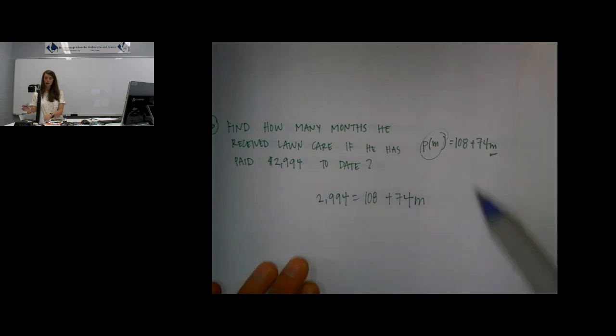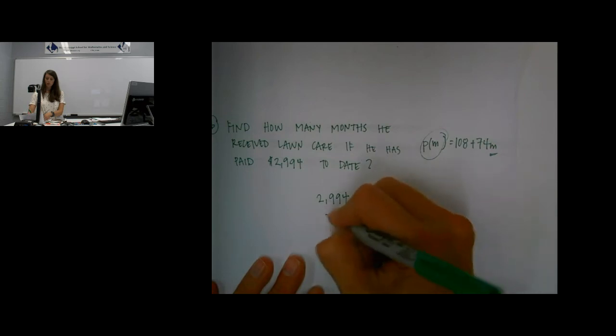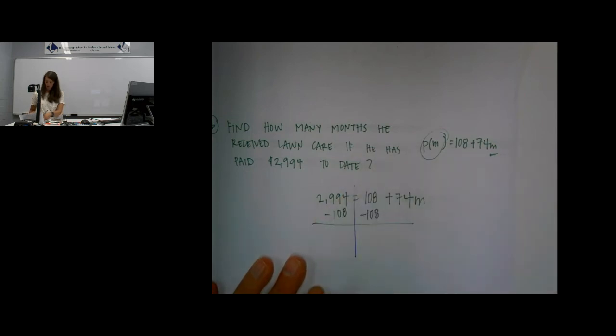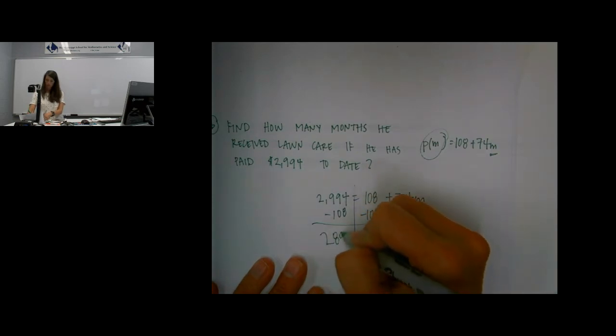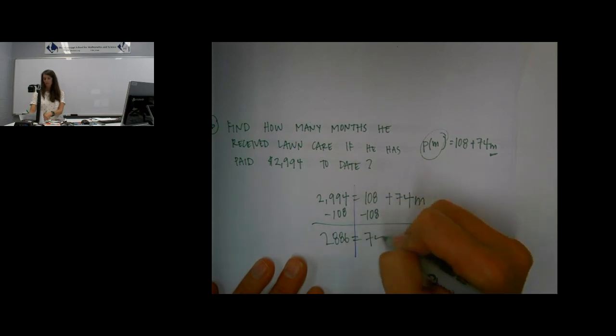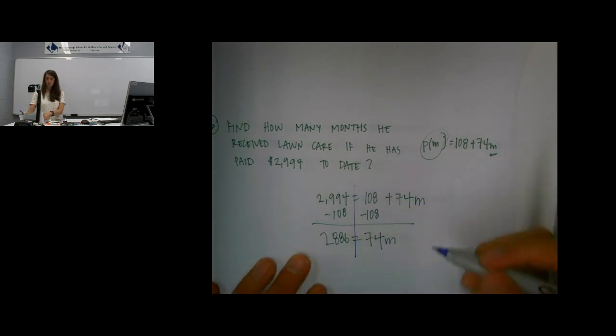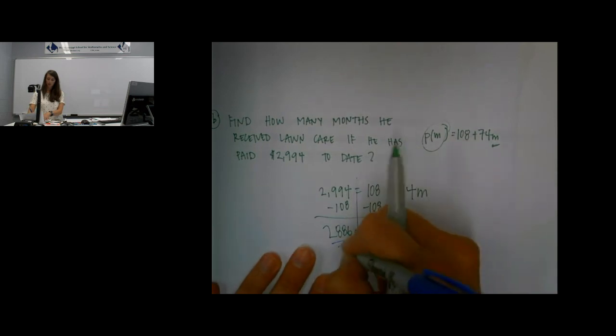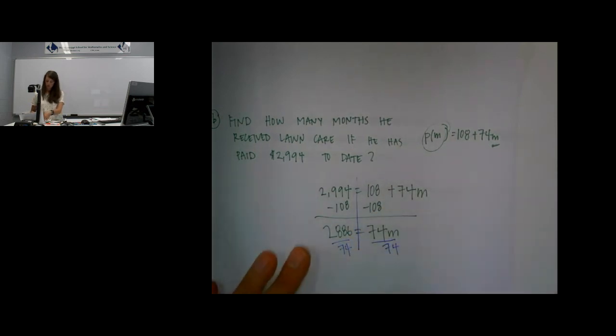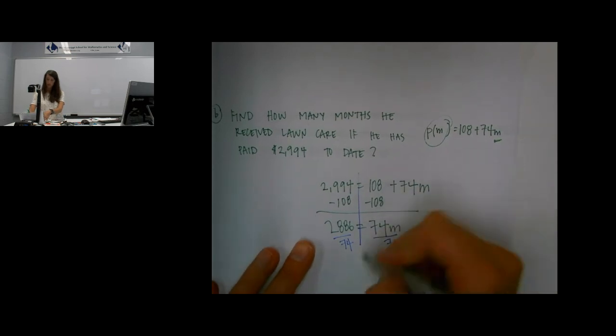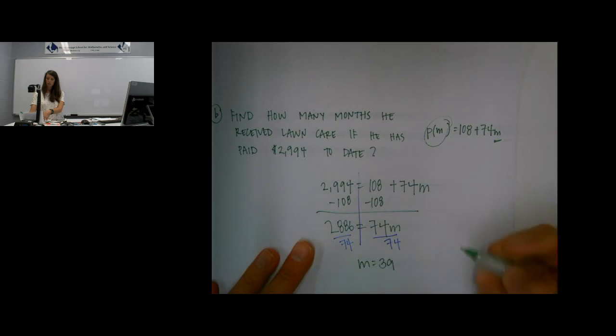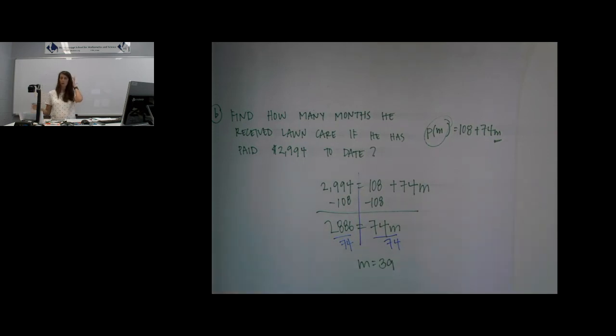Okay, so I'm going the backwards way here. So now this is an equation, so I'm going to subtract 108 on both sides here. So 2,994 minus 108 is going to be equal to 2,886. And then I'll divide both sides by 74. So 2,886 divided by 74 is going to be equal to 39. So it's been 39 months since the beginning that I've been paying, and I've paid $2,994.